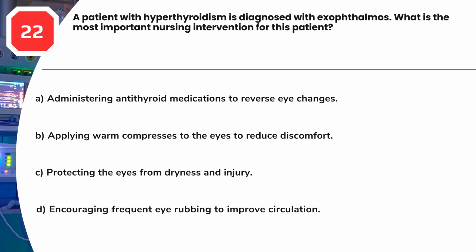Question 22. A patient with hyperthyroidism is diagnosed with exophthalmos. What is the most important nursing intervention for this patient? A. Administering antithyroid medications to reverse eye changes. B. Applying warm compresses to the eyes to reduce discomfort. C. Protecting the eyes from dryness and injury. D. Encouraging frequent eye rubbing to improve circulation.